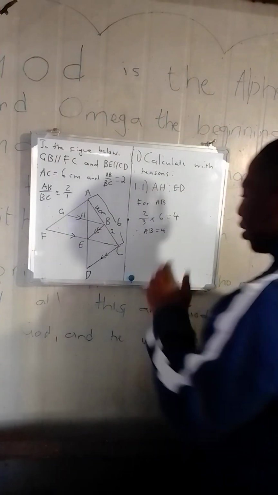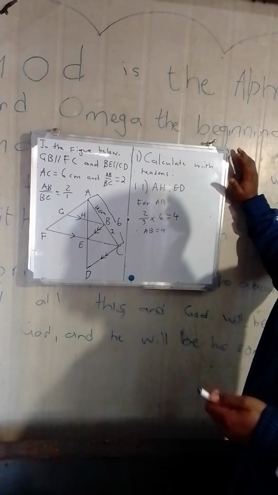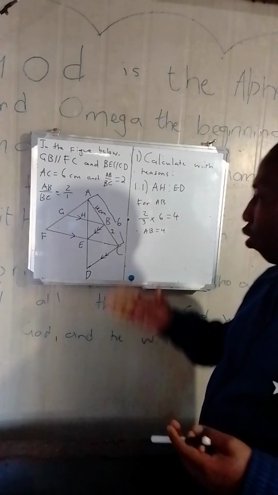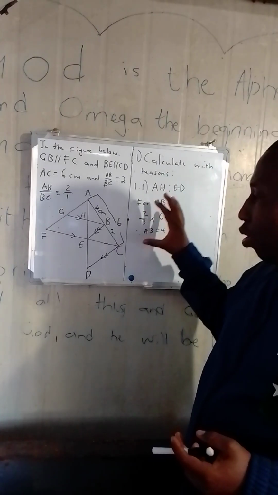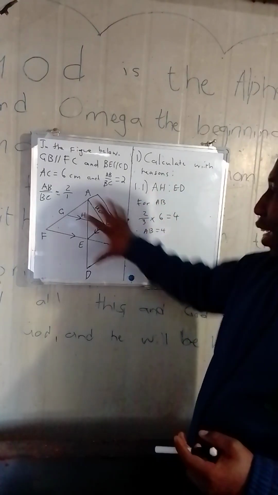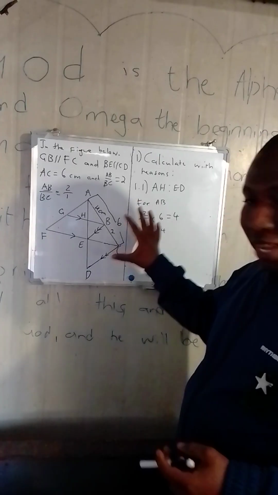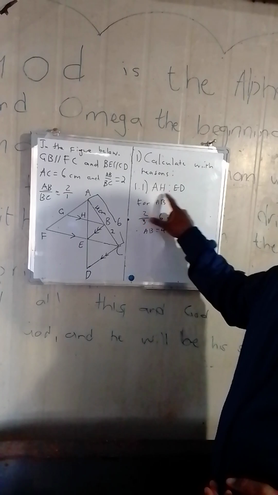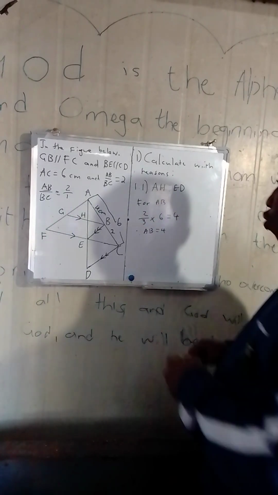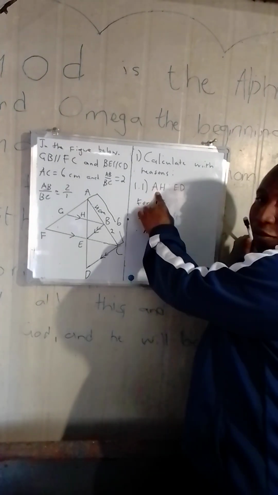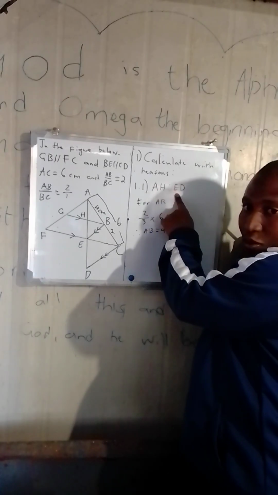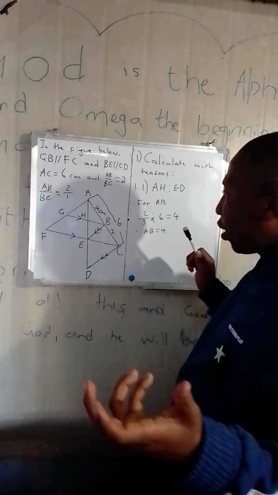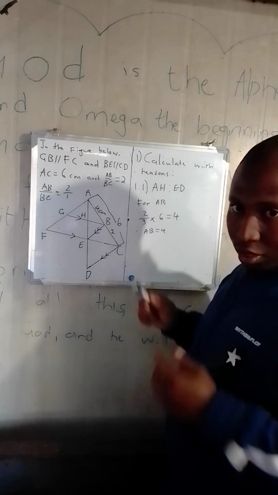So the moral of the story: why do I do this? Whenever doing this kind of question in circle geometry, you must look for sides. For instance, if you are looking for the ratio of AH to ED, we must find the value of AH and the value of ED. Once we have done that, those values will give us the ratio of AH is to ED.